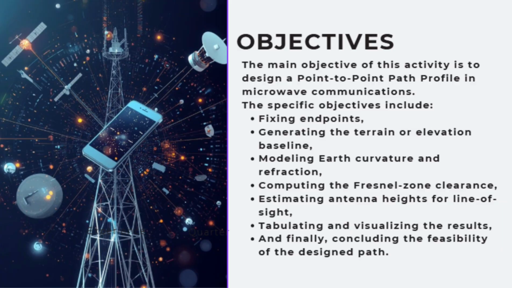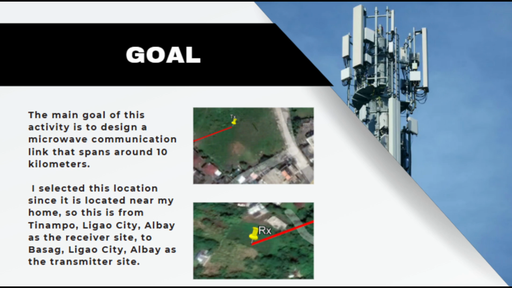Objectives: the main objective of this activity is to design a point-to-point path profile in microwave communications. The specific objectives include fixing endpoints, generating the terrain or elevation baseline, modeling Earth curvature and refraction, computing the Fresnel zone clearance, estimating antenna heights for line of sight, tabulating and visualizing the results, and finally, concluding the feasibility of the design path.